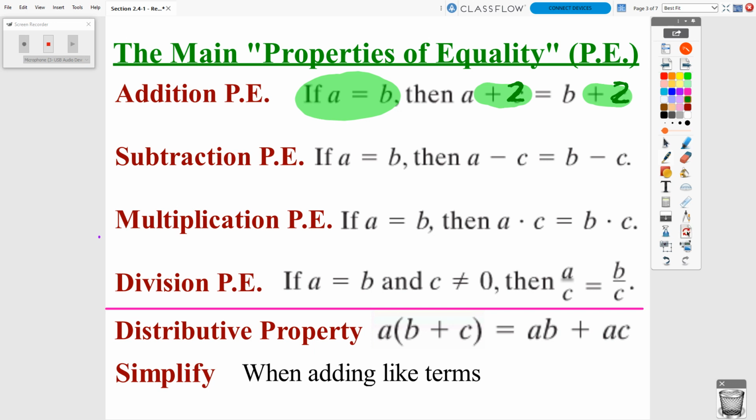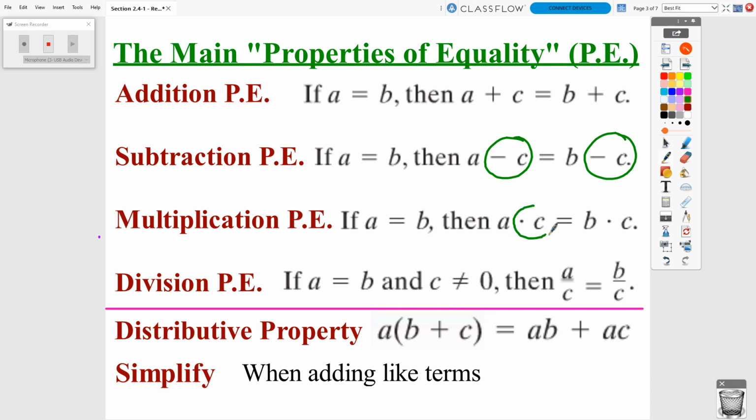All right? And so the same thing happens with subtraction. If I subtract something on the left side, I've got to subtract the same amount on the right side to maintain algebraic equality. Same thing happens for multiplication. If I multiply something on the left side, I've got to do it on the right side.